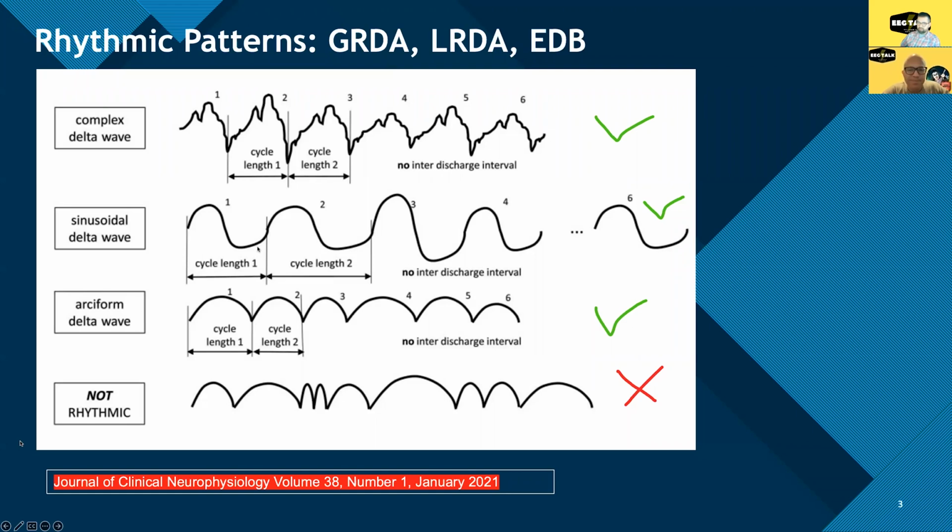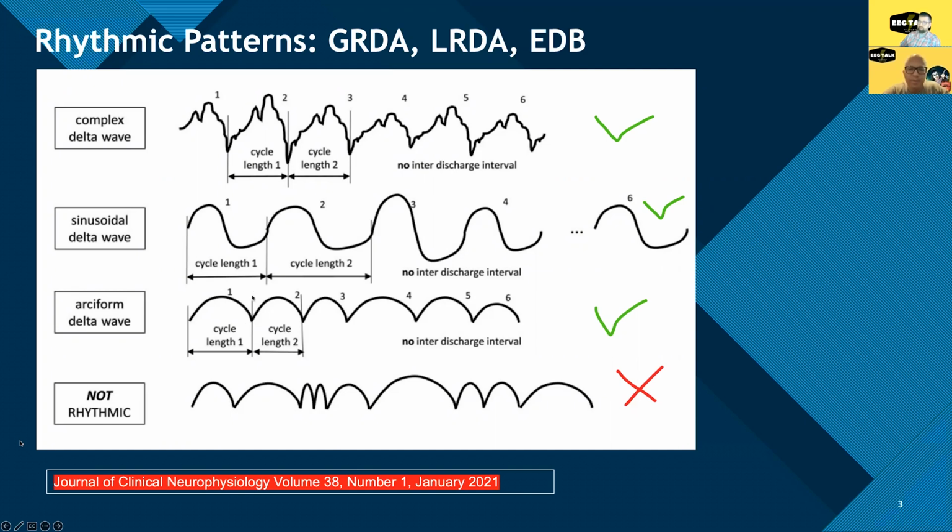This is an example of how to call something rhythmic or not rhythmic. Because in EEG reading practice, sometimes it's hard, especially in gray zones, to know if they're irregular or rhythmic. So this is kind of good to look at. The 3 examples at the top here are all rhythmic patterns of rhythmic delta activity.